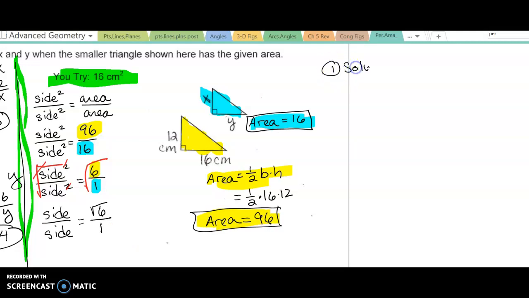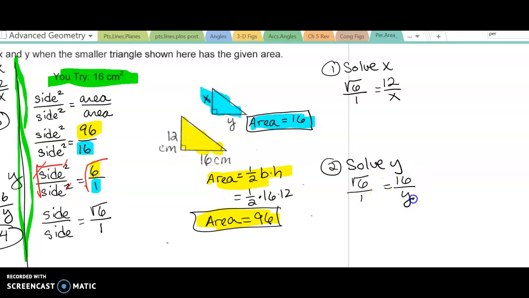So we got to solve for x, and we got to solve for y. So to solve for x, we're going to say square root 6 is to 1. Let's do our matchy-matchy sides, 12 is to x. And to set up our proportion for y, square root 6 is to 1 is our side-to-side ratio, as 16 is to y.